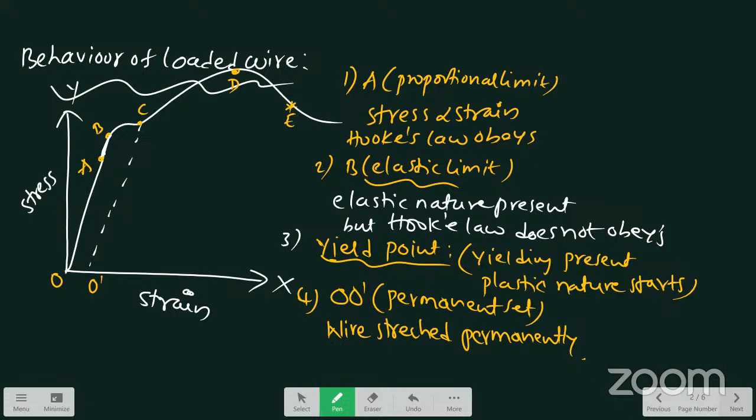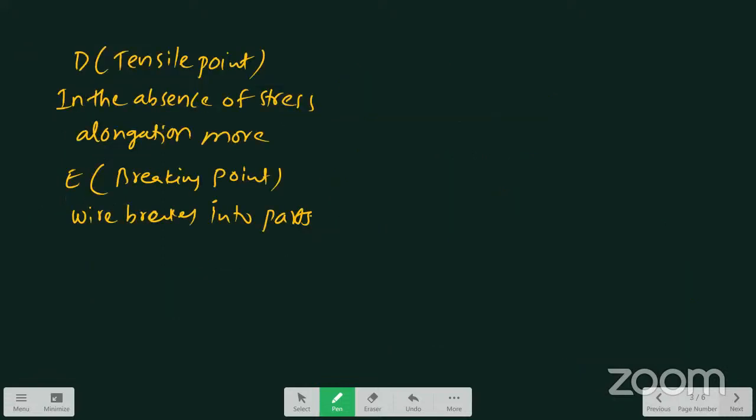Then D, tensile point: for small stress, in the absence of stress there is no problem, but beyond it elongation is more. E point, the wire breaks; wire fracture point and breaking point are the same, the point where it breaks. This is question number 3.